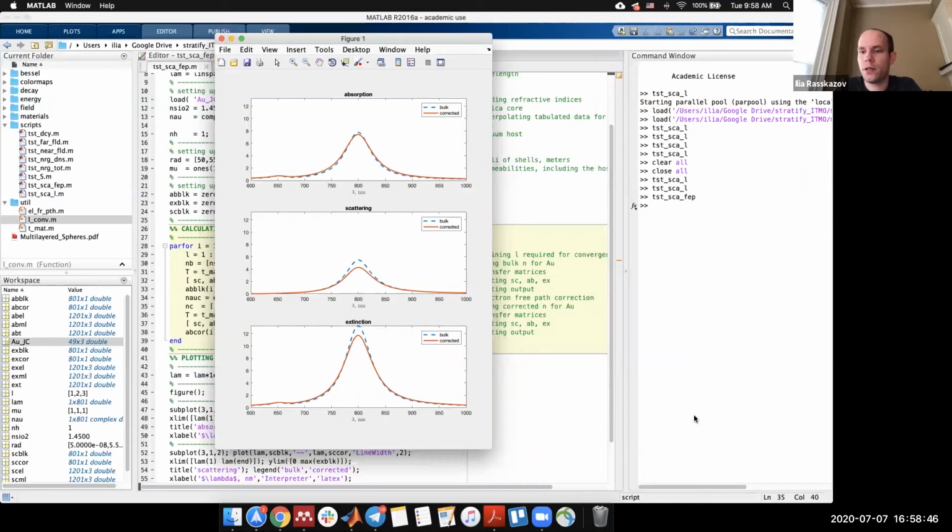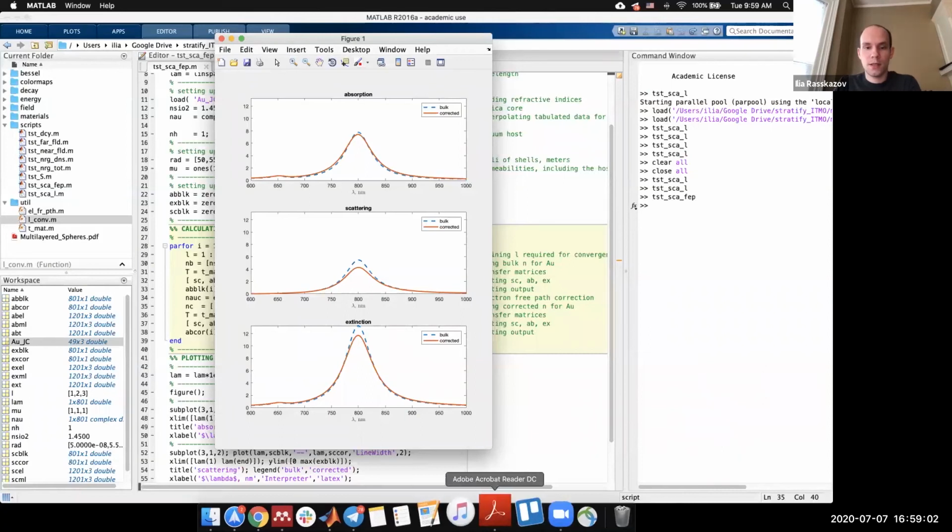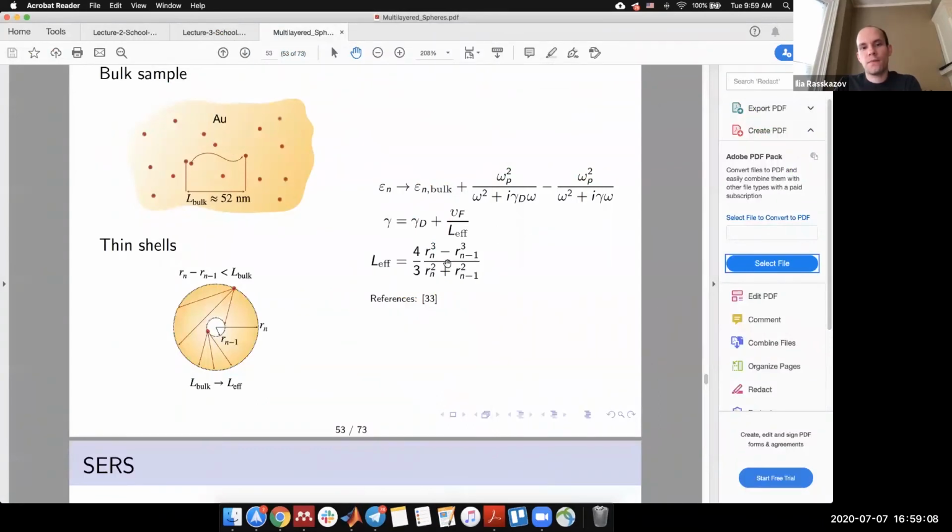So you're asking whether this is valuable for thin films, to properly estimate the refractive index of thin films. Yes, it can be done. The point here is that what you need to change is the effective path. For thin films, it's simply the thickness of your film, while in the spherical geometry it's much more involved.